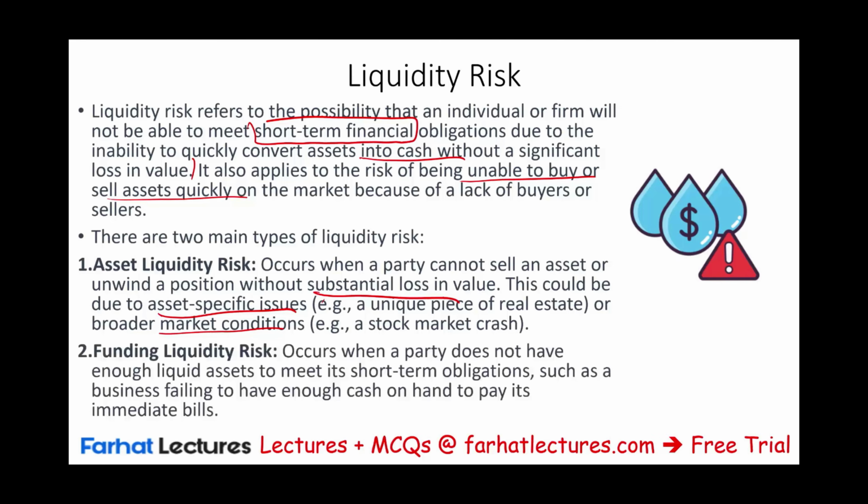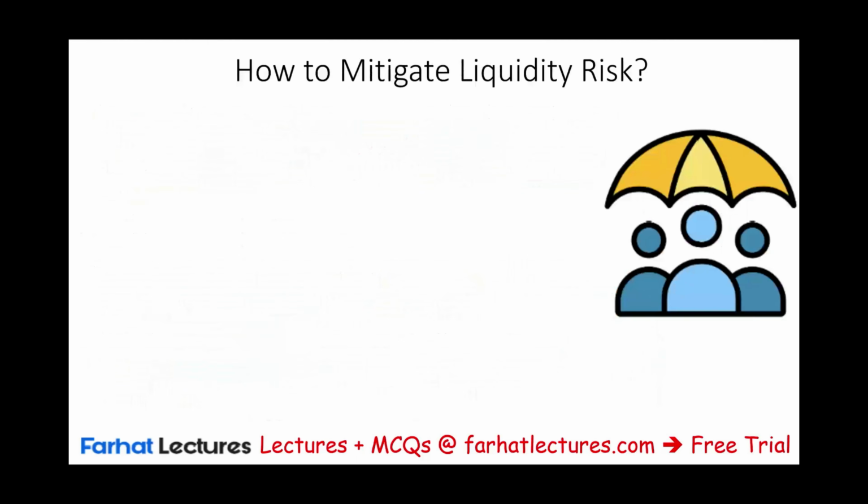Another type is funding liquidity risk. Simply put, here you don't have the money. With asset liquidity risk, you have the asset, you can sell it, but you're going to incur losses. Here you don't have the money, and you don't have the asset. It occurs when a party does not have enough liquid assets to meet its short-term obligations. So the business is not having enough cash.